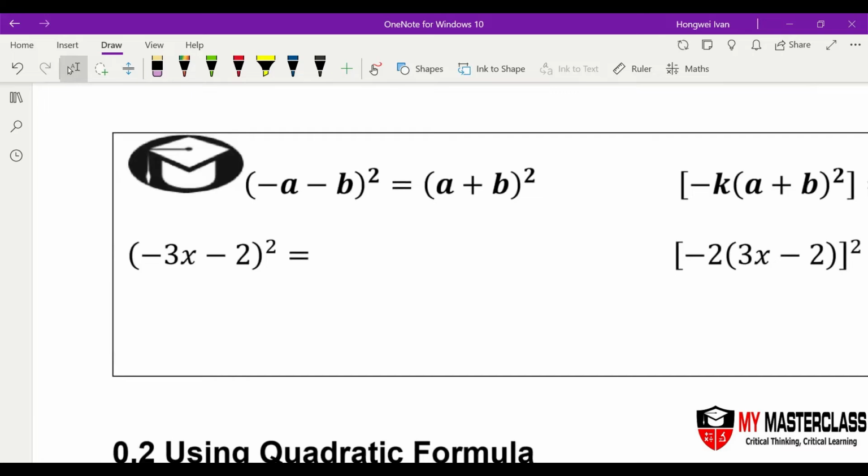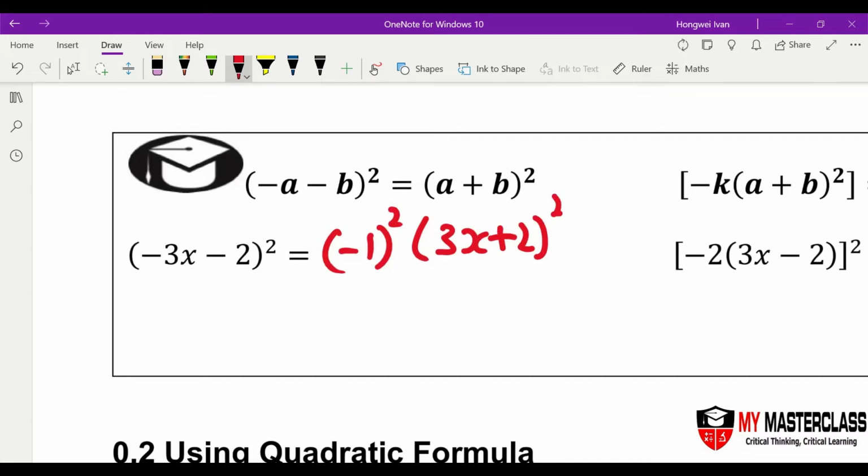If you have negative (a minus b) squared, it is equal to (a plus b) the whole thing squared. Why is it so? Because when you factorize out the negative 1, you must square it as well. So this is (3x plus 2) bracket squared. When you factorize out the negative 1 from the square, many students will forget the square. Very common one. So it's equal to negative 1 squared, positive. That's why you're left with (3x plus 2) squared.